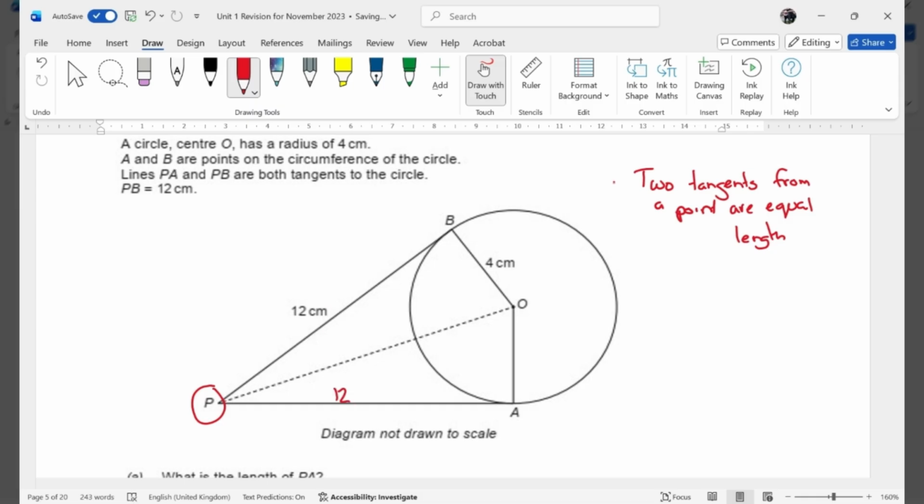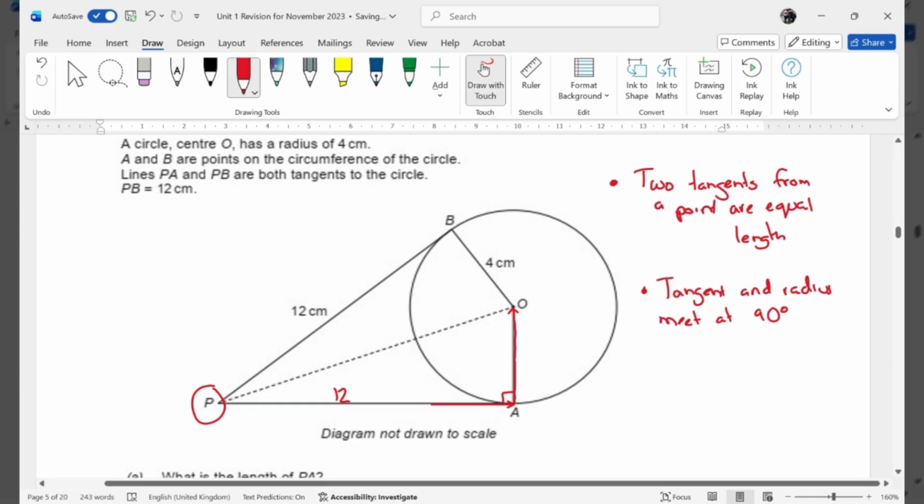The other tangent circle theorem is, if you've got a tangent, which is like this, a line outside the circle that just touches the circle somewhere, and then you connect that to the center, that makes 90 degrees. And the rule is a tangent and radius meet at 90 degrees. And that is it for this question, right?